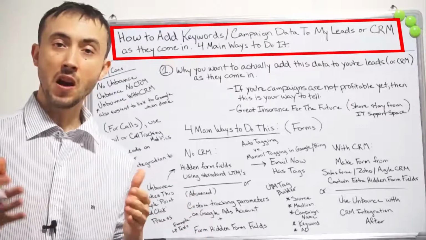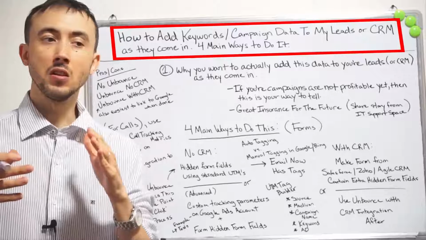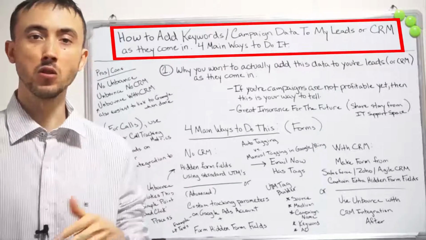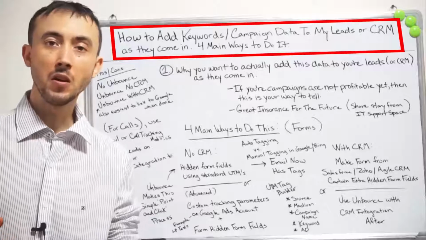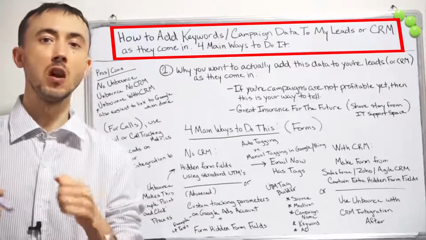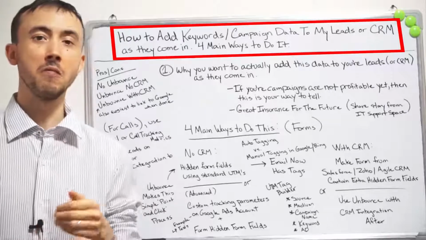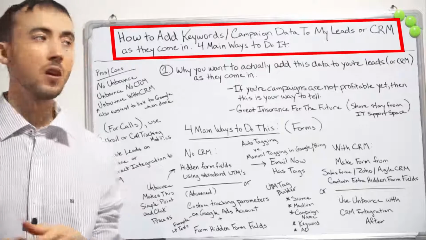Mainly, the reason that most people do this is to be able to see what campaign a user came from, or what ad they came from, or what keyword they came from when they became a client, so they can do long-term value tracking of what the advertising that they're running is actually making them at the end of the day.